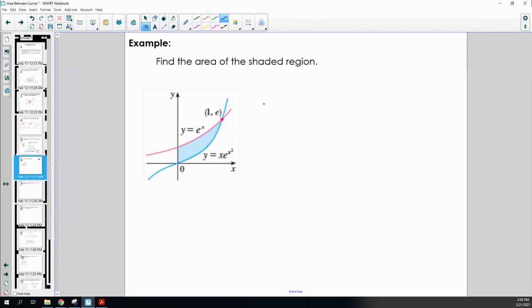So we're going to say that the area is equal to, so we're going to have the integral from 0 to 1 of the top function, which is e to the x, minus the bottom function, which is x e to the x squared, dx. Now we're going to take the antiderivative. So if I take the antiderivative of e to the x, that's going to give me e to the x.